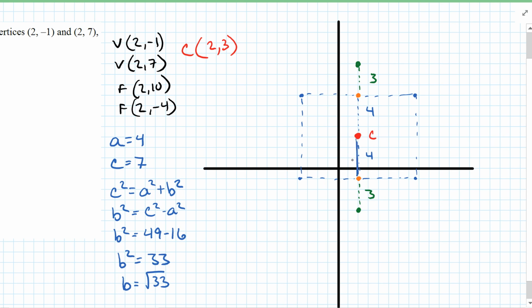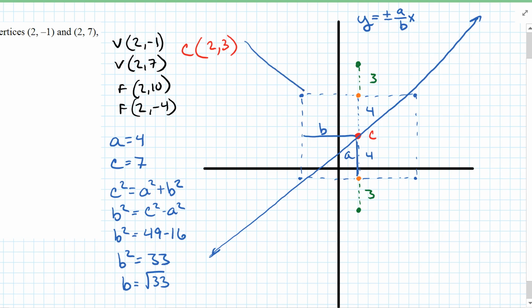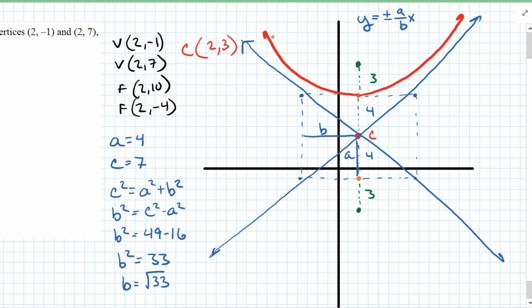Okay, this distance was my a, and this distance was my b. Okay, so in this case, my asymptotes are going to be y equals plus or minus a over b x. Okay, so let's sketch that really quick. And again, I don't remember if it asked to graph it or not, but it's not too hard to do. So they're my asymptotes. We know it's going to go up and down. So there is my hyperbola.